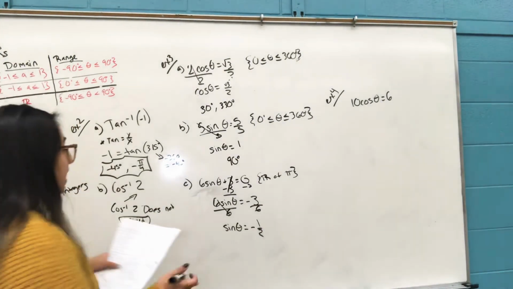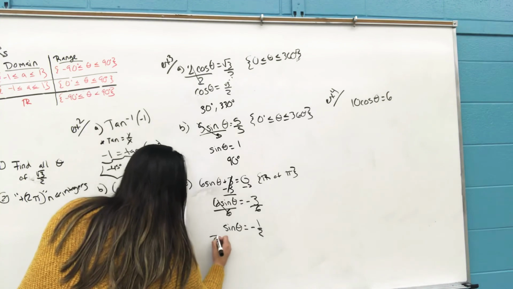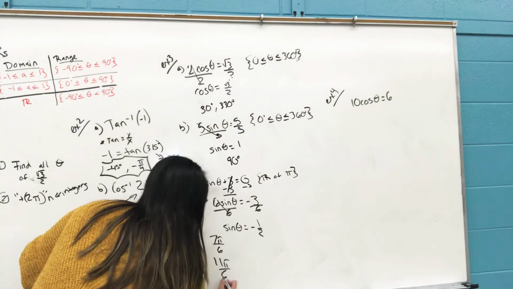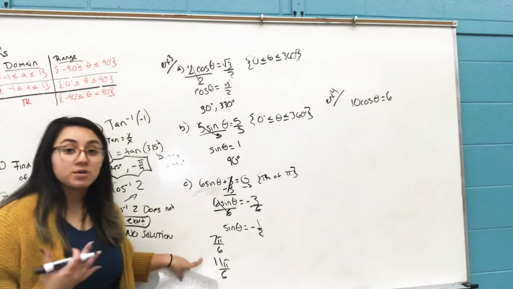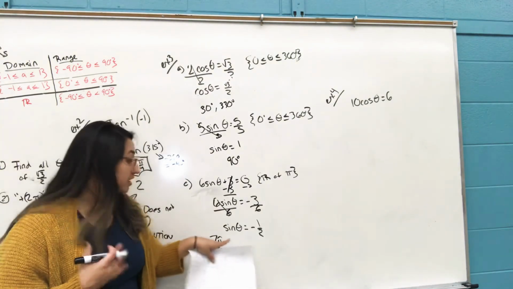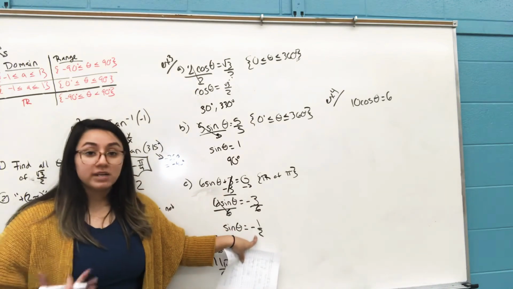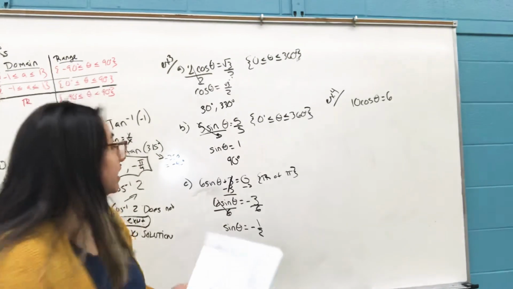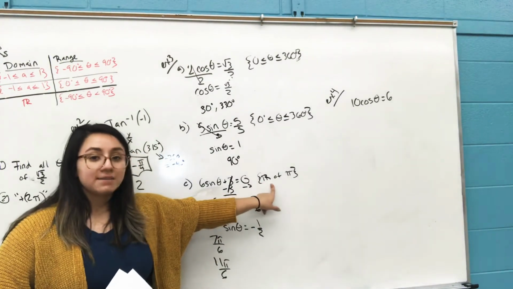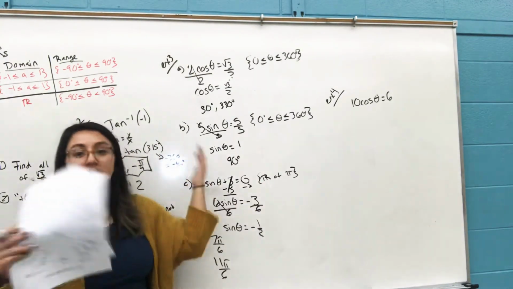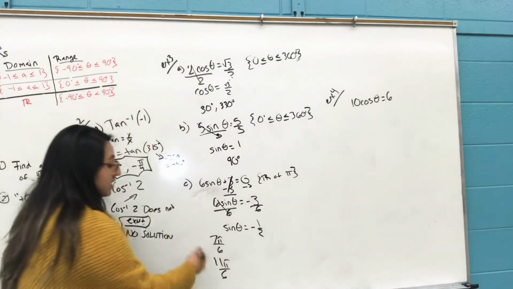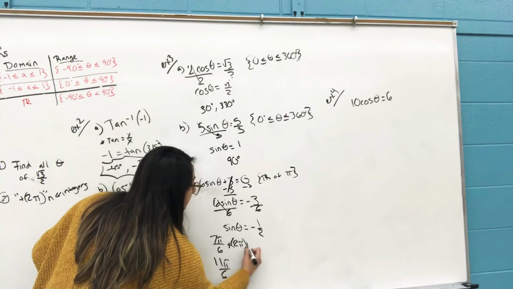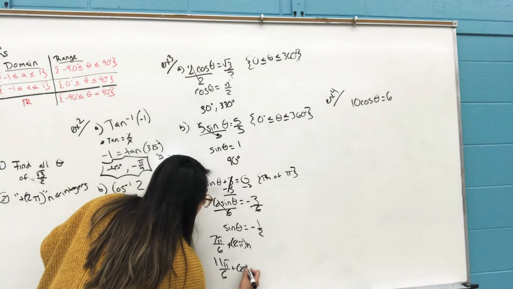And just to save the work, I have 7 pi over 6, and then I have 11 pi over 6. Both of those have the y coordinate of -1/2. You're only looking from 0 to 360, but now they want it in terms of all real numbers. That means we want an infinite number of answers. So you have your numbers here, just like example 1, just add plus 2 pi n.